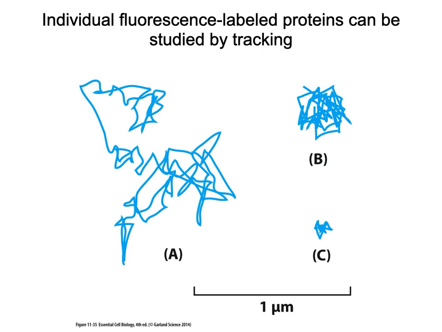So when we look at the proteins, we can actually look at individual proteins and study how they're trafficking. In panel A, if we trace that movement of a labeled protein, we can see that this one is very dynamic. It can move across the plasma membrane relatively easily. So that would tell us about the trafficking pattern for that protein, as opposed to our panel B and C, where we don't see as much movement present.